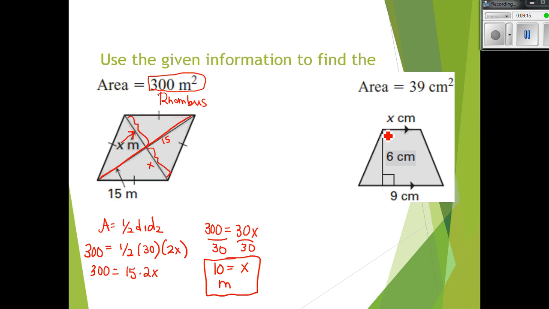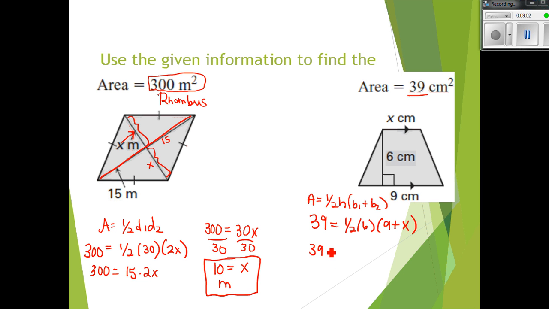Here I have a trapezoid. I know this is a trapezoid because we have two bases that are parallel. So our area is 39. First, let's talk about the area of a trapezoid. It's 1/2 height times base 1 plus base 2. So it's 39 equals 1/2 the height, which is 6, times base 1, which is 9, plus base 2, which is x.